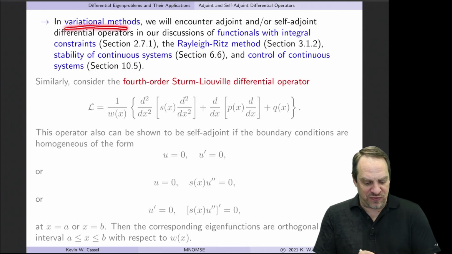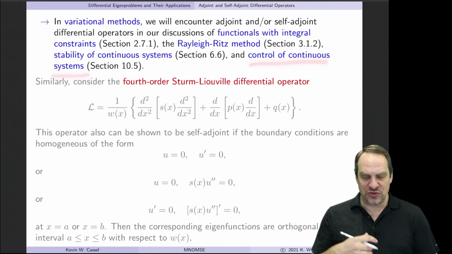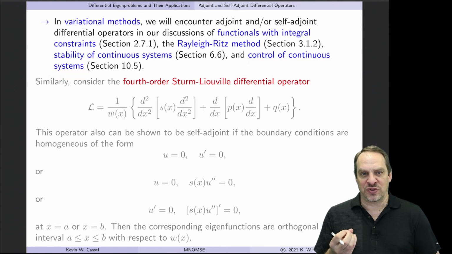This also comes up in variational methods. We'll see it in functionals with integral constraints, in the Rayleigh-Ritz method, stability of continuous systems, control of continuous systems, and so forth. So this is a very important result and has widespread applications in the eigenfunction approach that we're using here, as well as in variational methods in a number of other contexts.